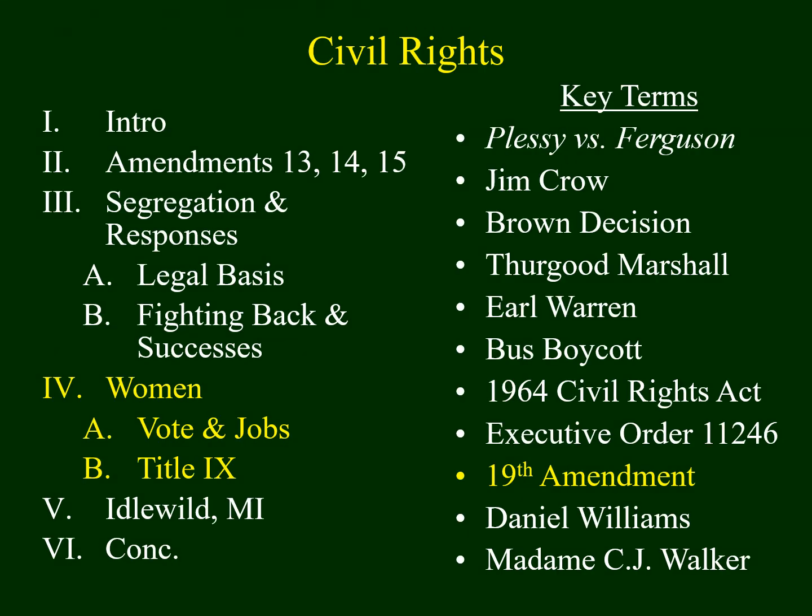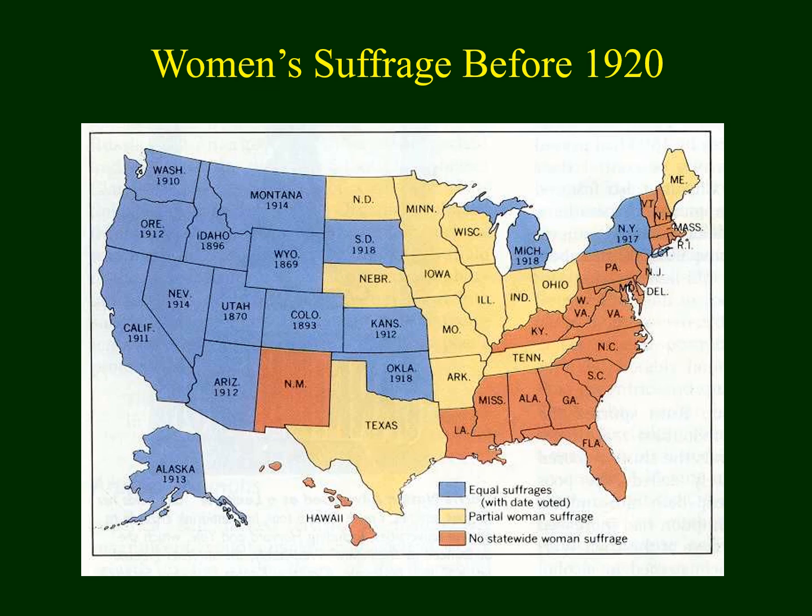So far, I've focused on African Americans and the Civil Rights Movement. Now I'd like to switch gears and talk about women. This map identifies the status of women's suffrage, or women in the right to vote, prior to 1920. The blue states indicate states where women had full voting rights prior to 1920. If you notice, there are only 2 states east of the Mississippi that allowed women full voting rights: New York and Michigan.